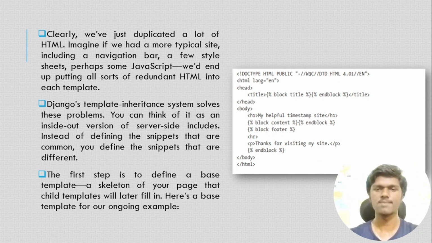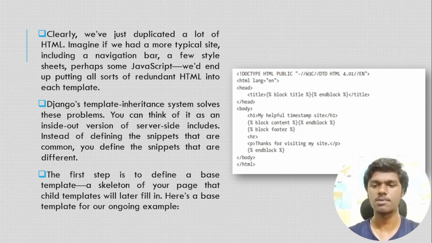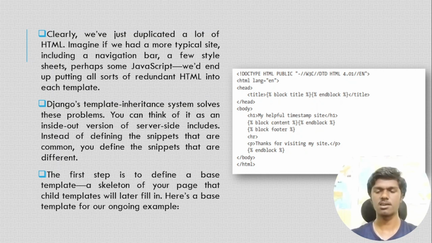So clearly, we just duplicated a lot of HTML. Imagine if we had a more typical site, including a navigation bar, a few style sheets, perhaps some JavaScript. We'd end up putting all sorts of redundant HTML into each template. So Django's template inheritance system solves these problems. You can think of it as an inside-out version of server-side includes. Instead of defining the snippets that are common, we define the snippets that are different.